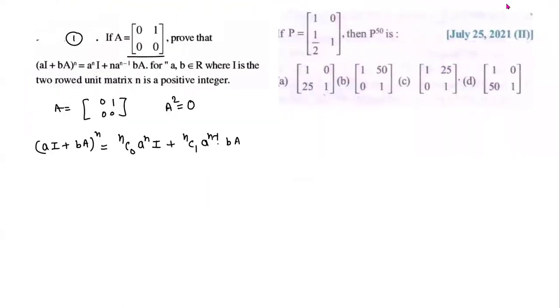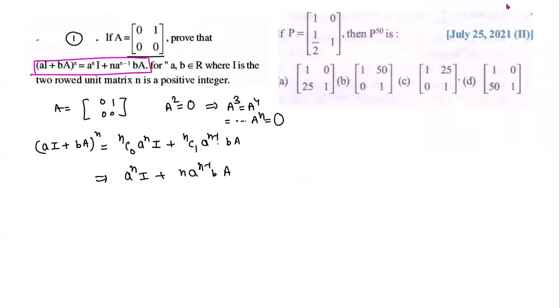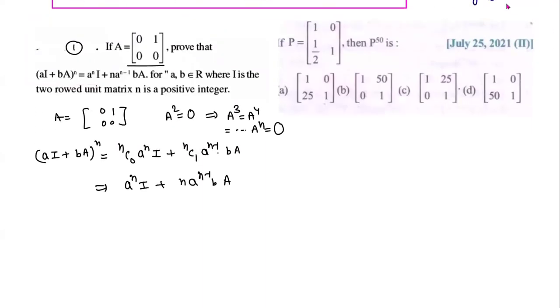If A square is O, this indicates A power 3, A power 4 and so on, A power n is also O. Now this we can write as I plus n into A. Same thing, we can have or not? This one is easy, no? Good. Now solve the second one.